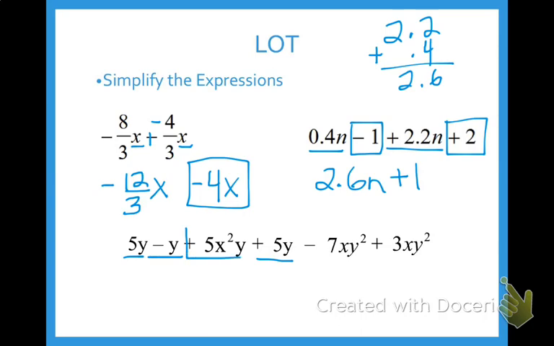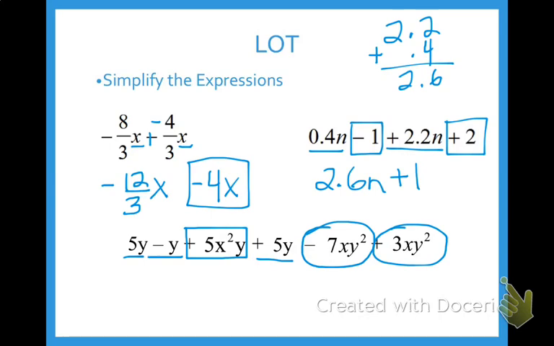Then I'm going to look at my next term, 5x squared y. I notice that the exponent is on the x, and I do not see any other terms with an exponent on the x, so I'm going to move on. Then I see negative 7xy squared with the exponent on the y, and I see another one here at the end, 3xy squared. So those are going to be like terms that we put together.